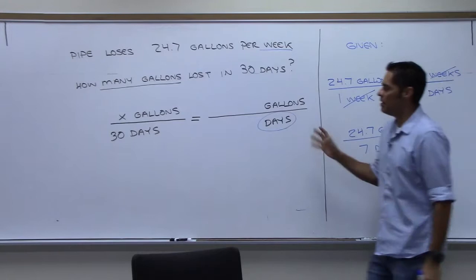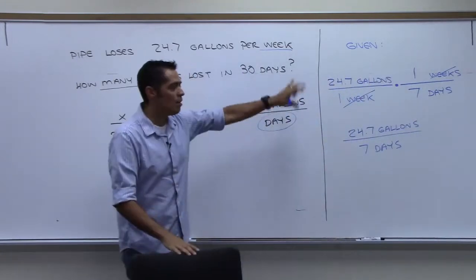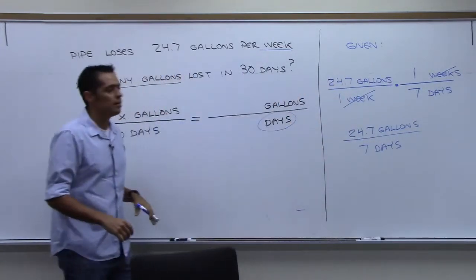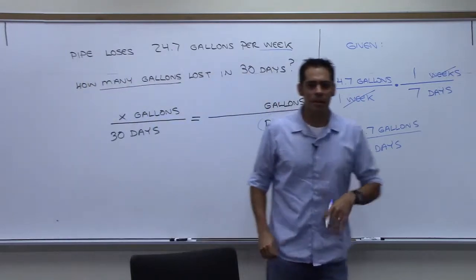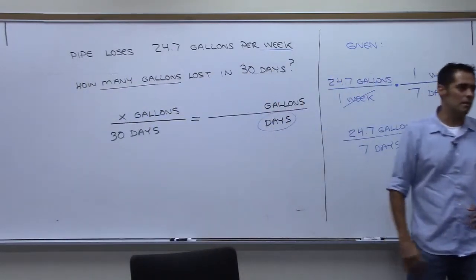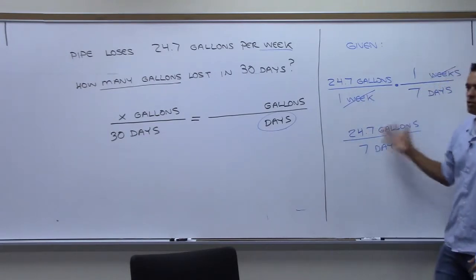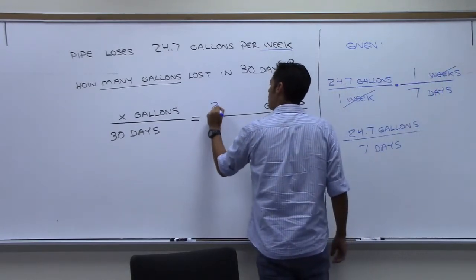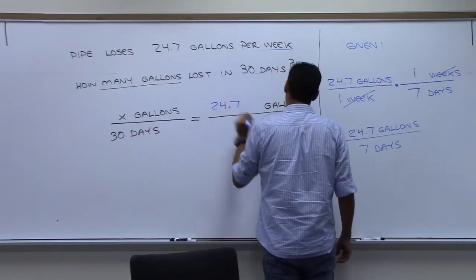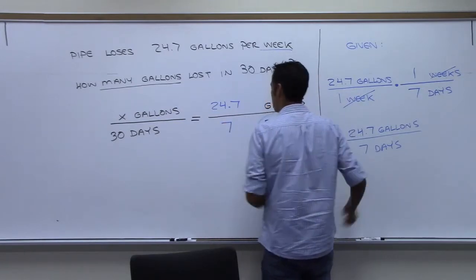Like I said, you could have done all that without even writing all of that down. But when we start converting like ounces to liters or inches to kilometers, we need these conversion factors to be able to do that. All right, so let's plug this in here. 24.7 gallons over 7 days.